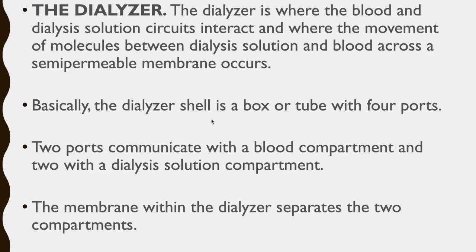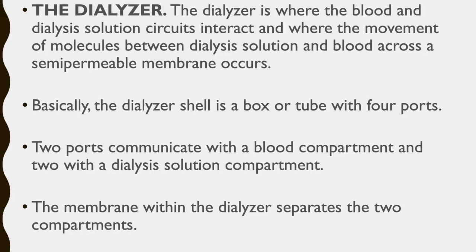Here the dialyzer shell is a box or a tube with 4 ports. So mainly, if we talk about the dialyzer, what is a dialyzer? A dialyzer is a shell or a box or a tube where we have 4 ports. Actually 4 ports because 2 ports communicate with the blood compartment and 2 with the dialysis solution.